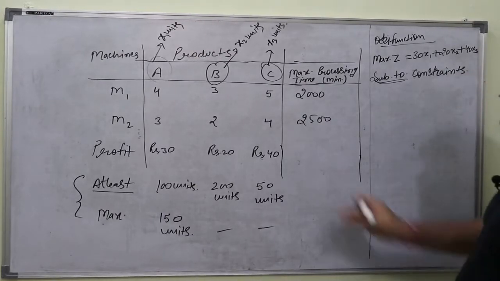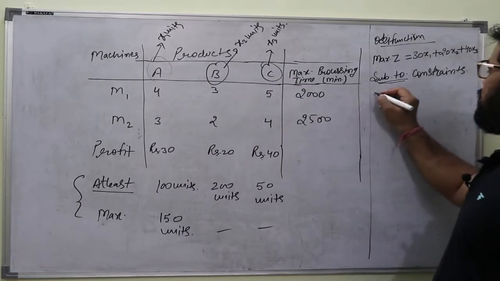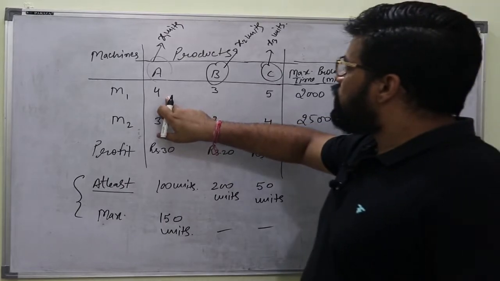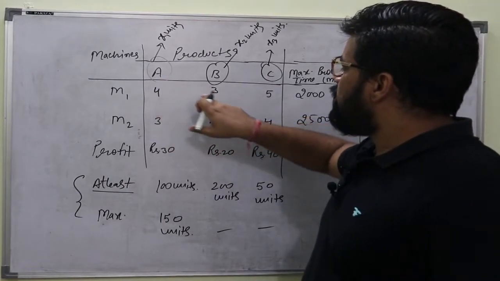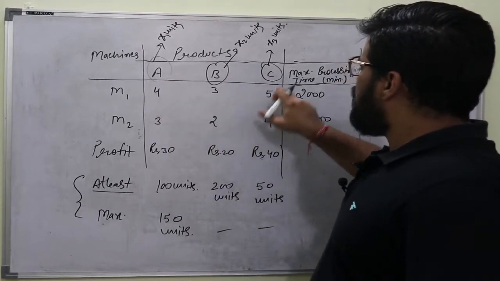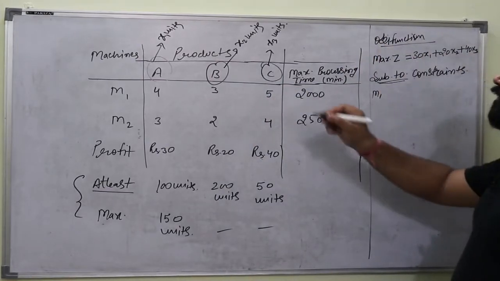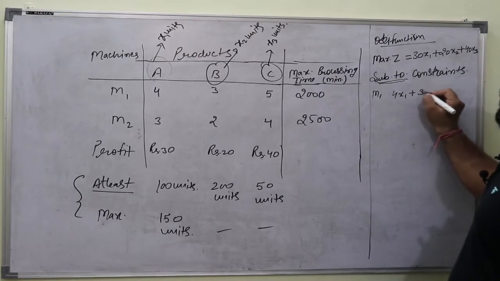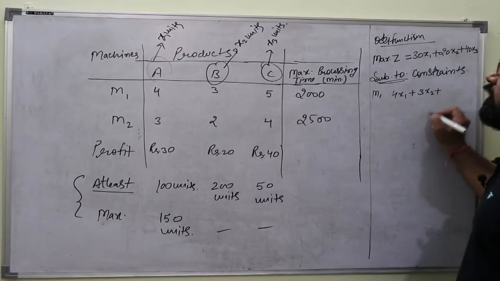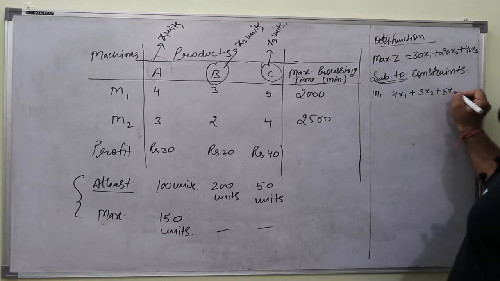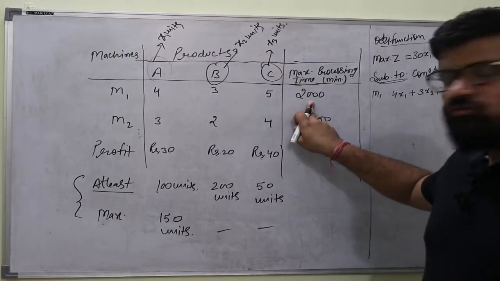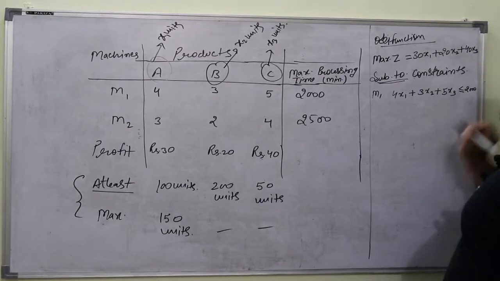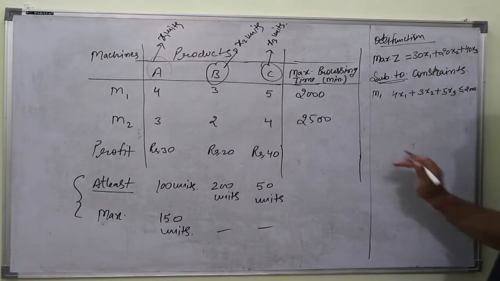First constraint is of machine M1. So machine M1 constraint says that 1 unit requires 4 minutes for A, 3 minutes for B and 5 minutes for C. So x1 units will require 4x1, x2 units will require 3x2 and x3 units will require 5x3, and the maximum availability is 2000 minutes. That means it should be less than or equal to 2000. Nothing new. This is the same we have done earlier also.